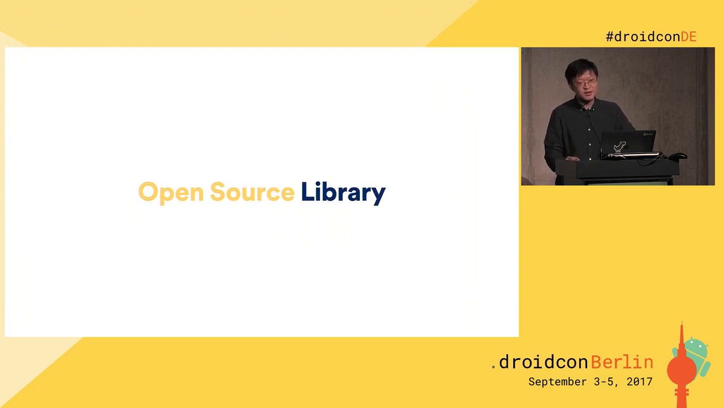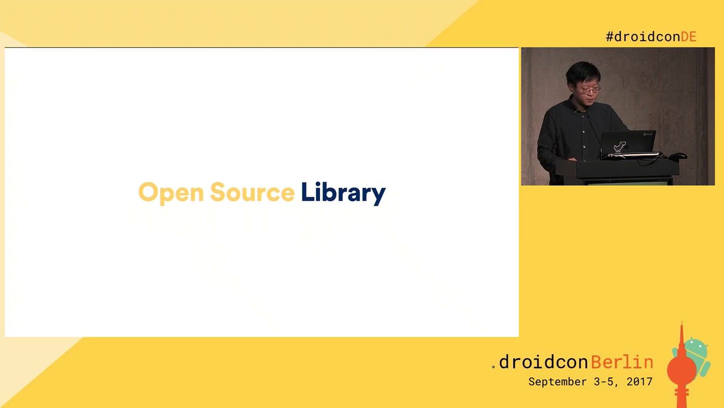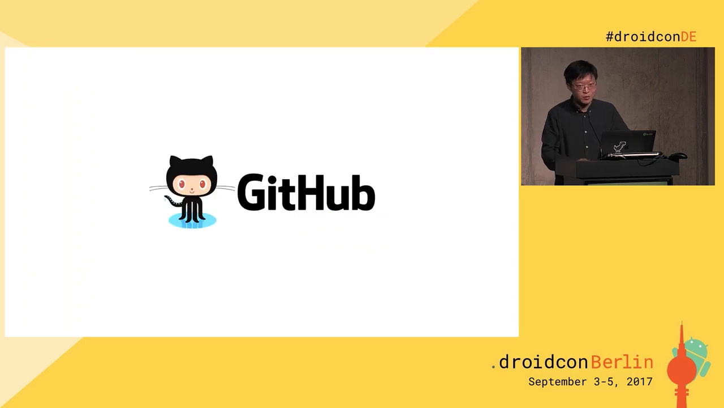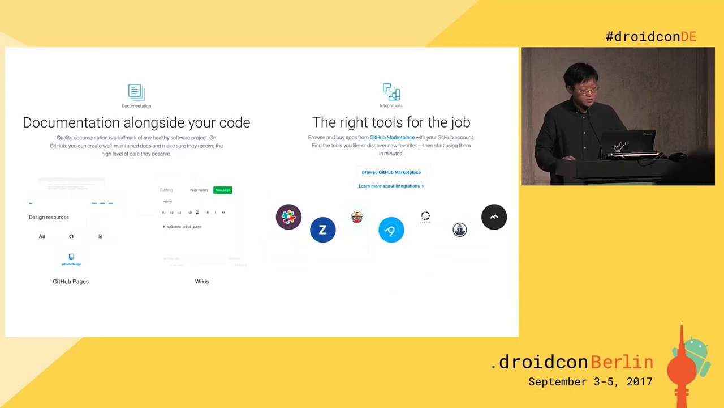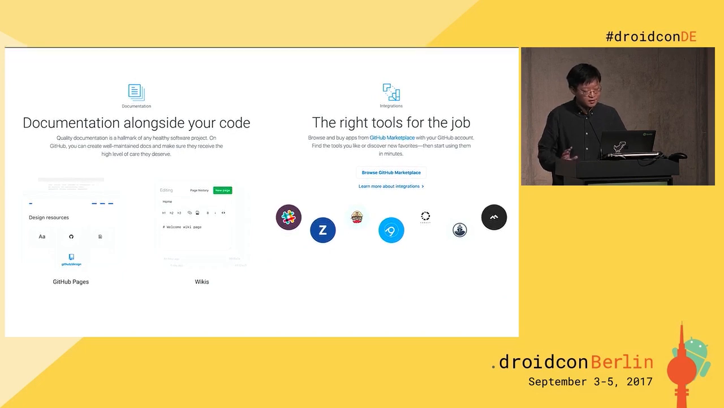I mean, this is really simple. You just need to push your code to a public place. There are many public places, but I believe GitHub is the most popular one, and it has really handy features, such as releases and code review. It also has a nice documentation tool inside. And the really important part is the integration with other tools, such as Slack or Travis, etc.